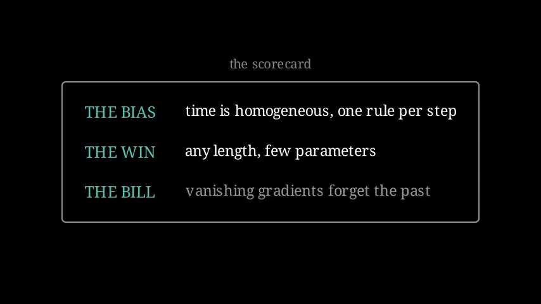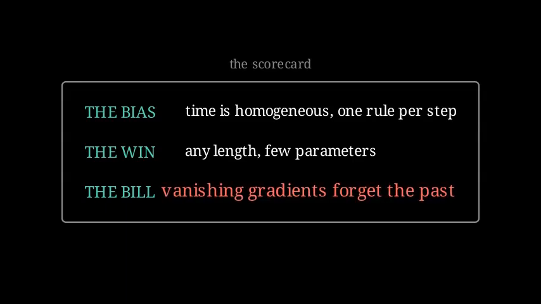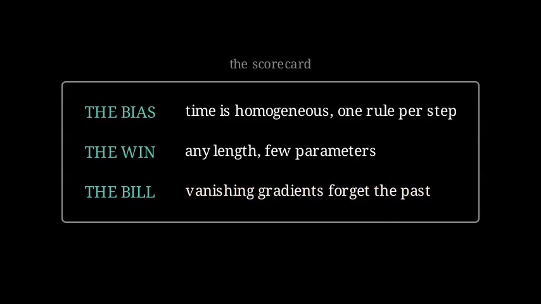And the bill when the bet strains, vanishing gradients forget the distant past. The path from long ago to now exists in the architecture, but the product of Jacobians starves it of signal, and the model quietly loses the far end of the sequence. Notice it is the very same weight sharing that earned the win. The one cell that let us handle any length is the one cell whose repeated Jacobian makes the gradient fade. The win and the bill are 2 readings of a single choice.